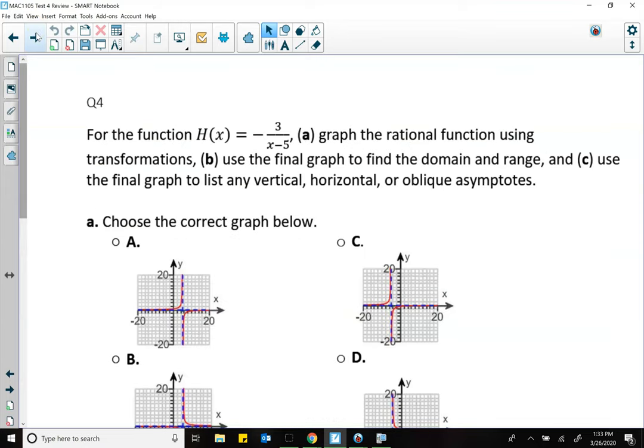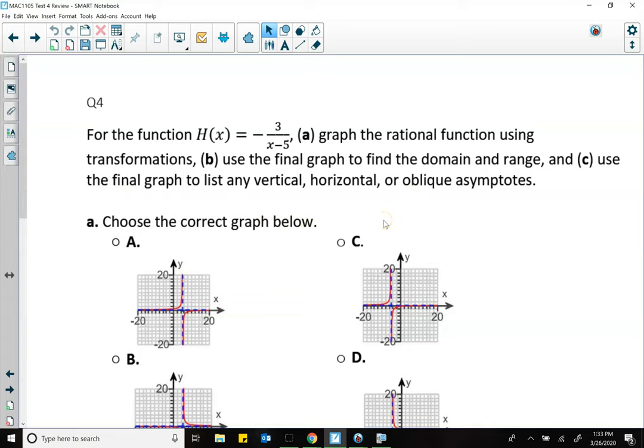So, now, moving on to section 5.3. Okay, so notice we don't actually have to worry about section 5.2. 5.1 was enough. All right, so in here, we want to know which picture down below is the rational function. And then we want to know the domain and the range. And then we want to know if it has any vertical asymptotes, horizontal asymptotes, or oblique asymptotes.